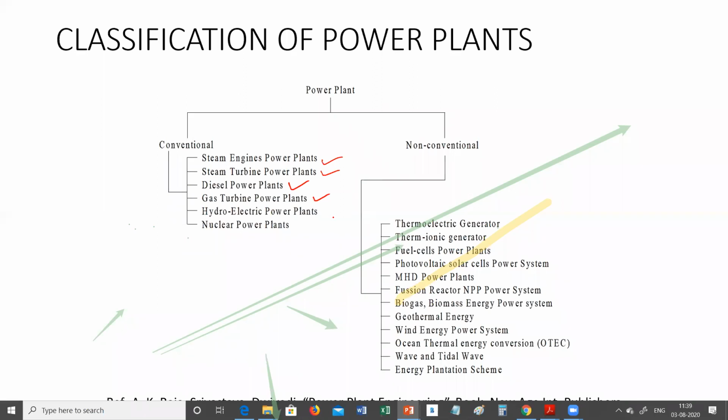Actually, a hydroelectric power plant generates no pollution, but it comes under conventional because we know its use. So it comes under conventional, but it is also a renewable type. So what classification base you are taking is important, whether you are taking the classification based on conventional or non-conventional, or based on renewable or non-renewable.